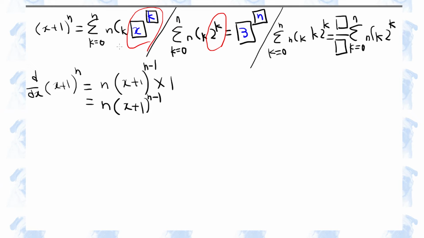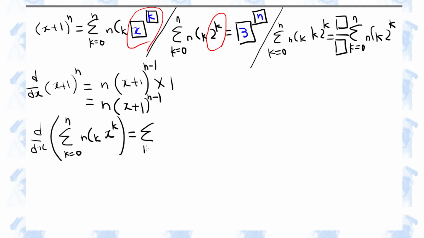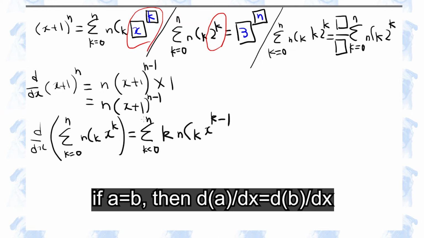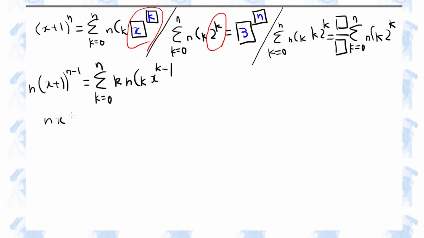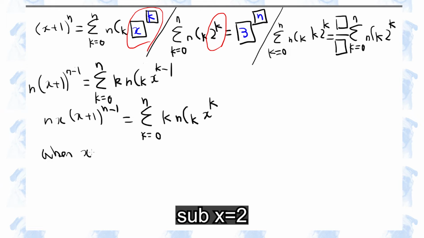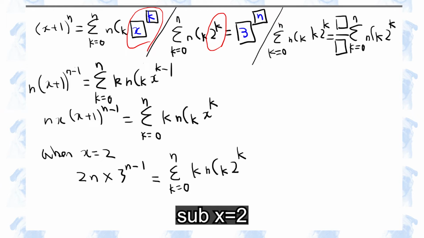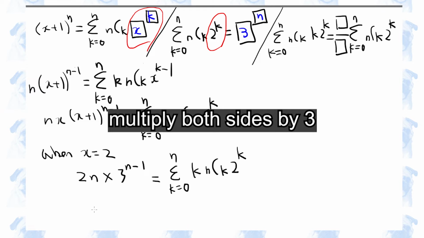Next, let's differentiate the right-hand side. So we basically brought k to the front and subtracted 1 from k. And these two expressions must be equal to each other. Let's multiply both sides by x. Now when x is 2, we have this. And let's multiply both sides by 3.